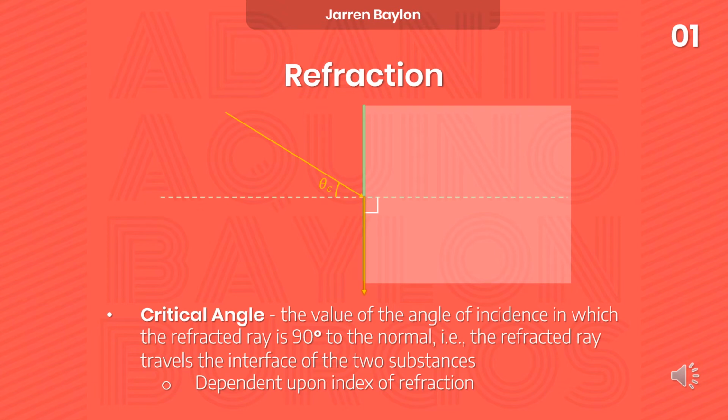Furthermore, we have the critical angle. So the critical angle is the value of the angle of incidence at which the refracted ray is 90 degrees to the normal. So the refracted ray travels along the interface of the two substances. The critical angle is dependent upon the index of refraction. When the angle of incidence is less than the critical angle, the light ray gets refracted. When the angle of incidence is greater than the critical angle, the light ray gets reflected.